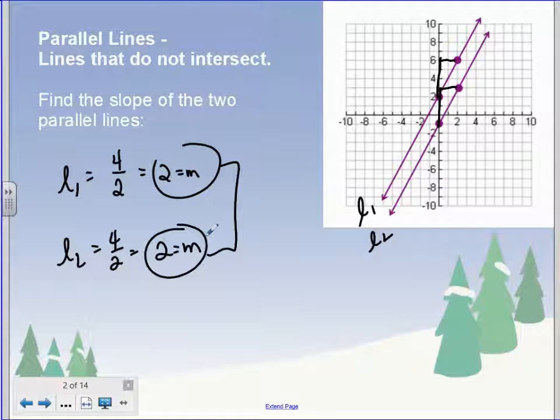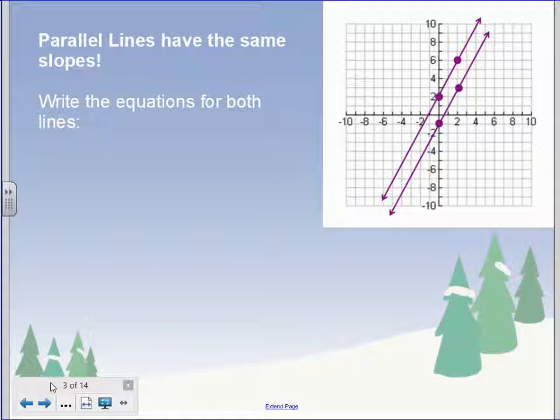Hopefully, you notice that these two parallel lines have the same slopes. And that's actually a property that you'll find with every pair of parallel lines, is that they will always have the exact same slopes. So if we know that parallel lines have the same slopes, we can write equations for parallel lines, even if we're not given a whole lot of information. So let's take a look at writing the equations of the lines.